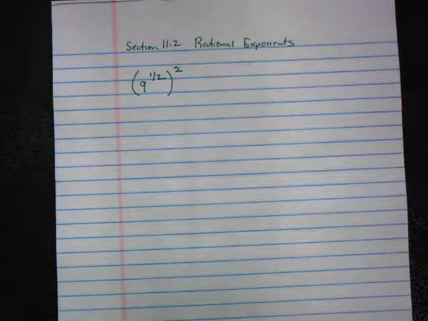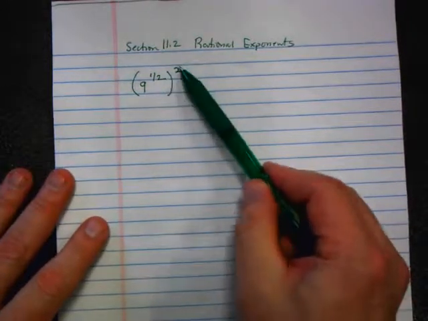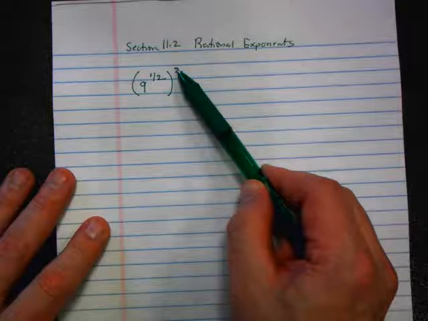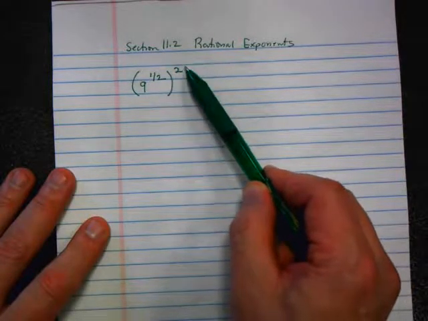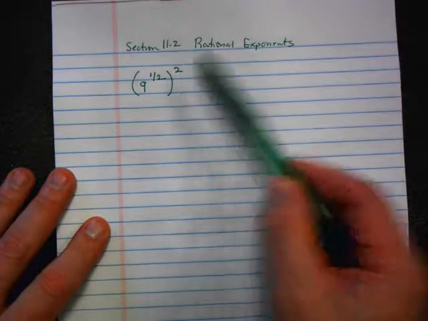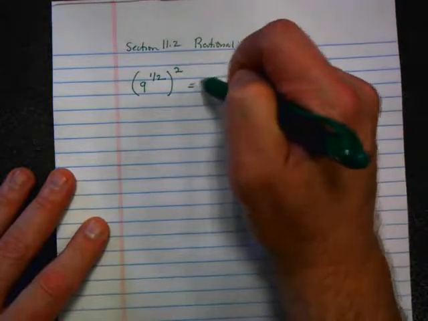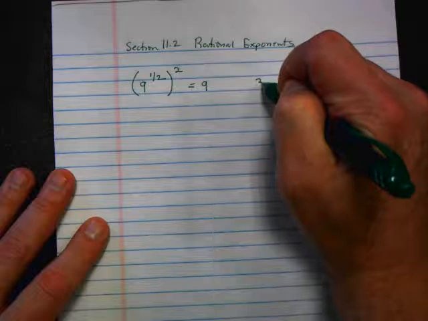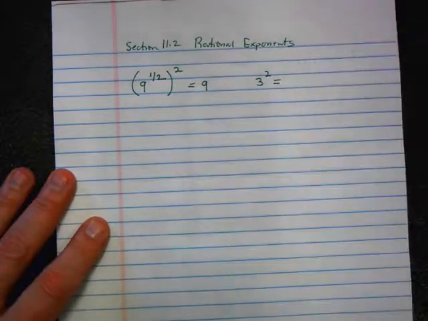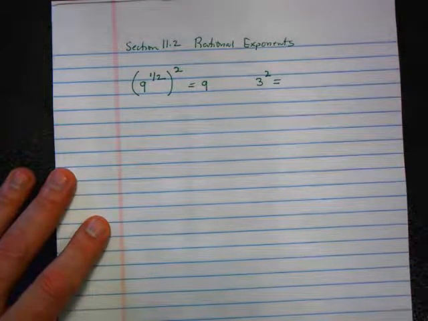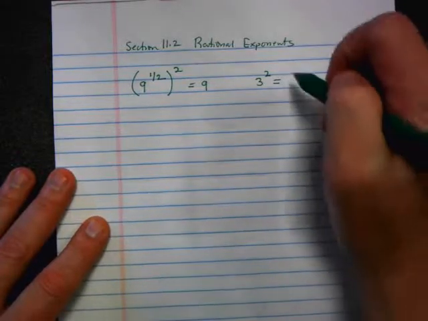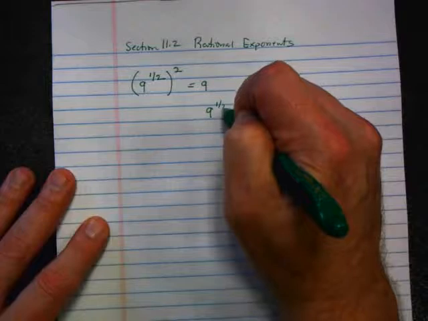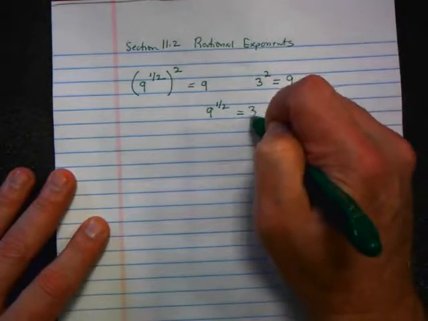It would become 9, because when we have a power and another power, one of our rules the other day said, what do you do when you have a power and another power? Multiply them. 1/2 times 2 is 1. So this is 9. I also happen to know that if I take 3 and I square it, 3 squared gives me 9. So the answer is 3. So it makes sense that 9 to the 1/2 should be the number 3.